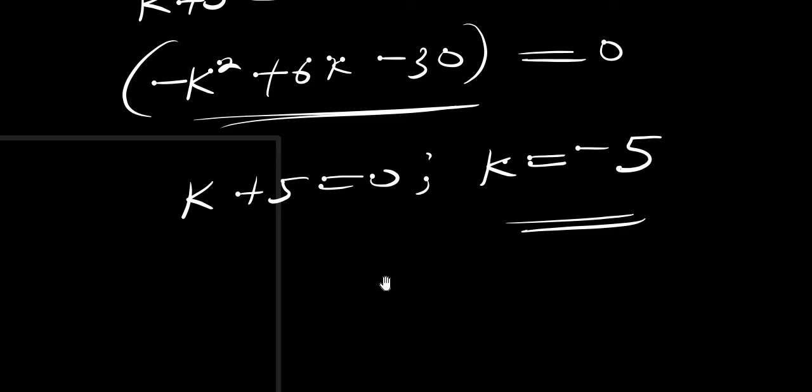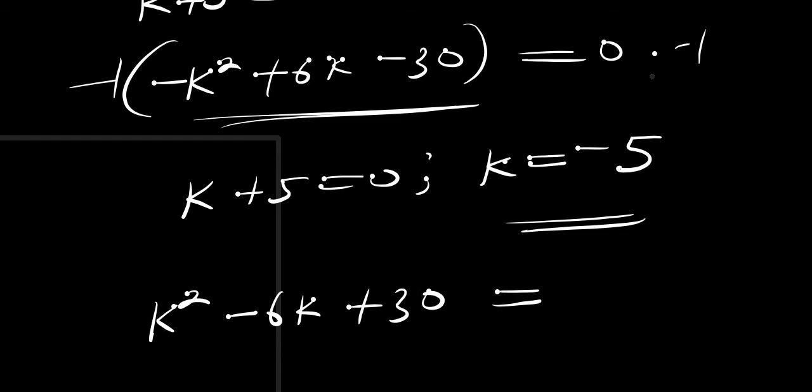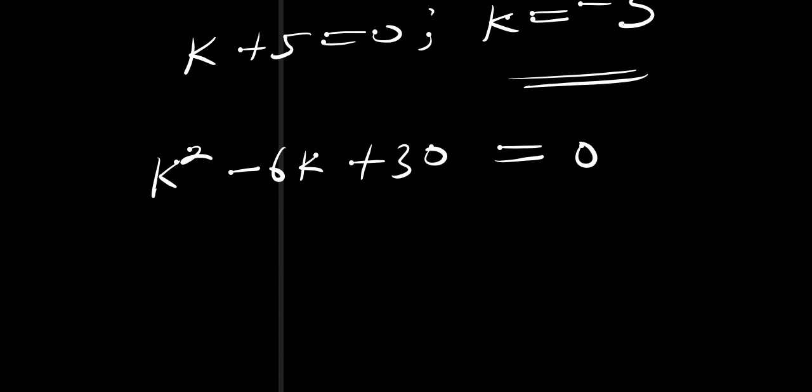Now, in order to solve this quadratic equation, we can decide to multiply both sides, everything here, by negative 1. So this is times negative 1. So we are going to have k squared minus 6k plus 30 equals 0 times negative 1 is 0. Why are we multiplying it by negative 1? Because we want the coefficient of k squared to be positive. We don't want it to be negative. We want the coefficient of k squared to be positive, just like this. Now we can solve this quadratic equation making use of the formula method.